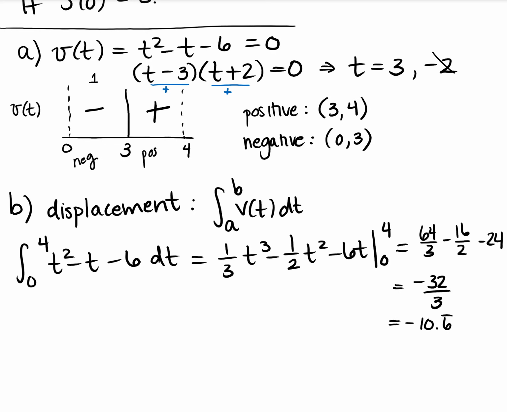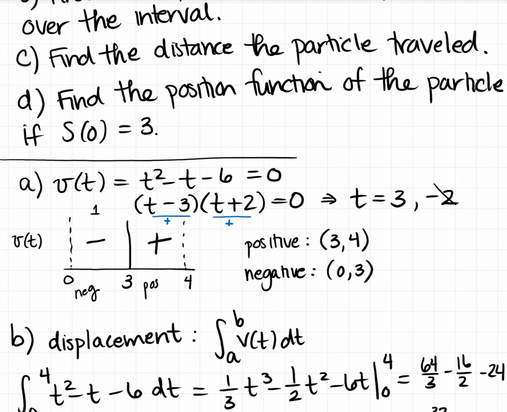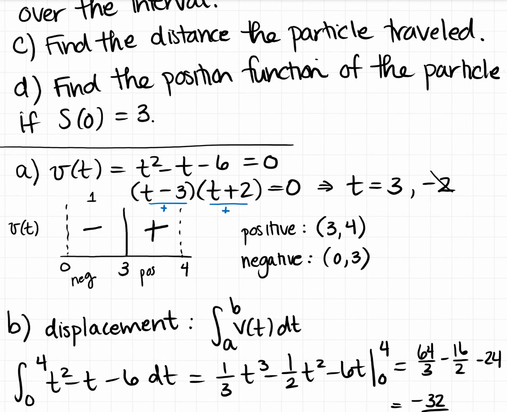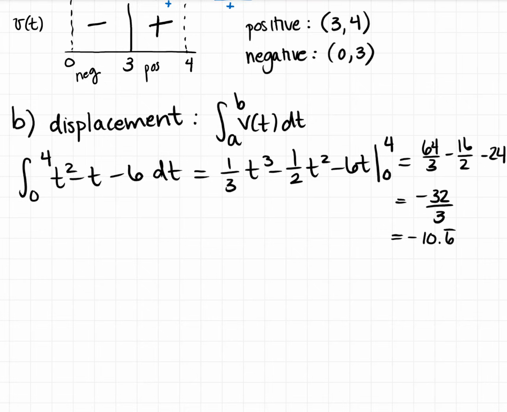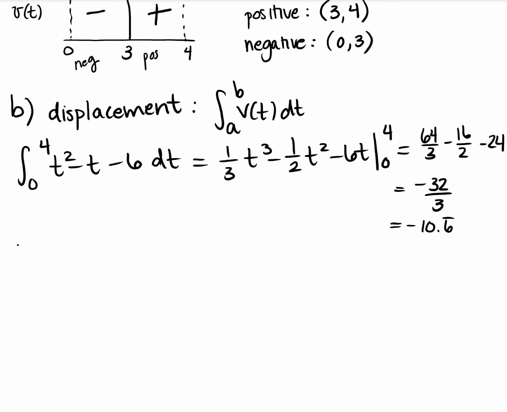Okay, so that makes sense. Now, part C, which is to find the distance the particle traveled, that can't be negative because we're talking about just a distance, and not in relation to where I started or anything.